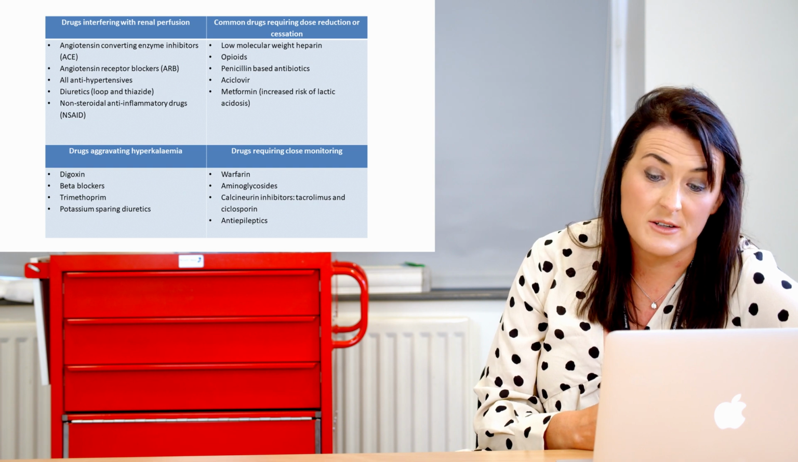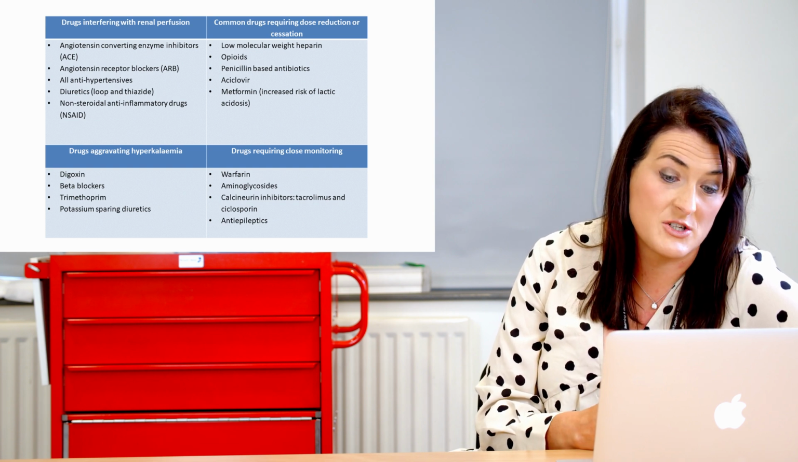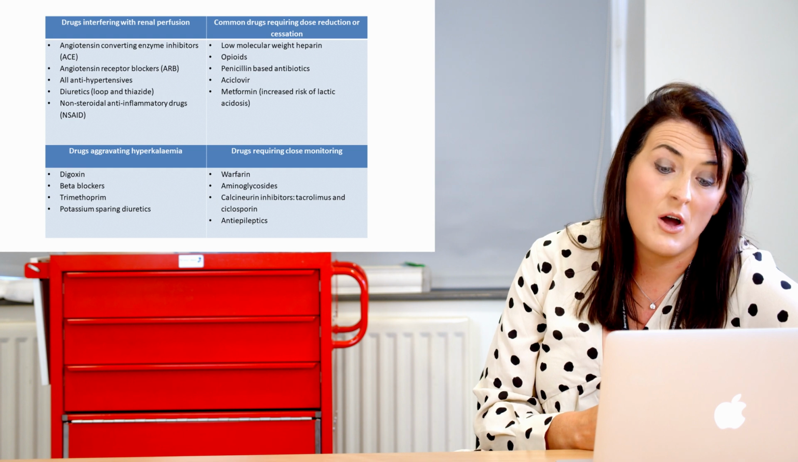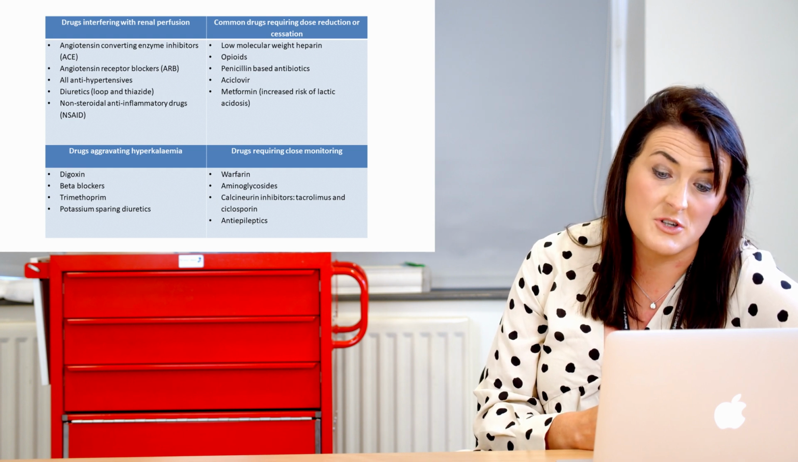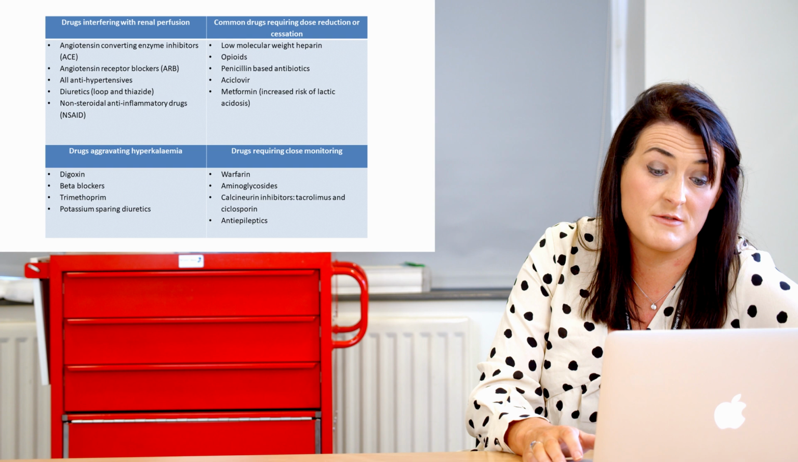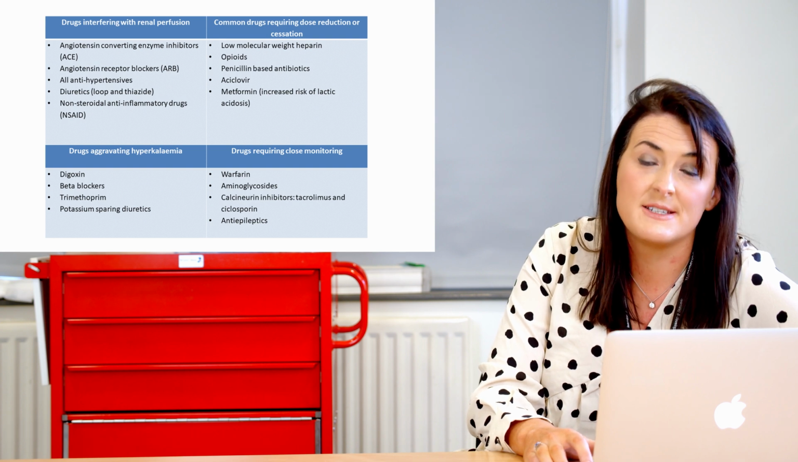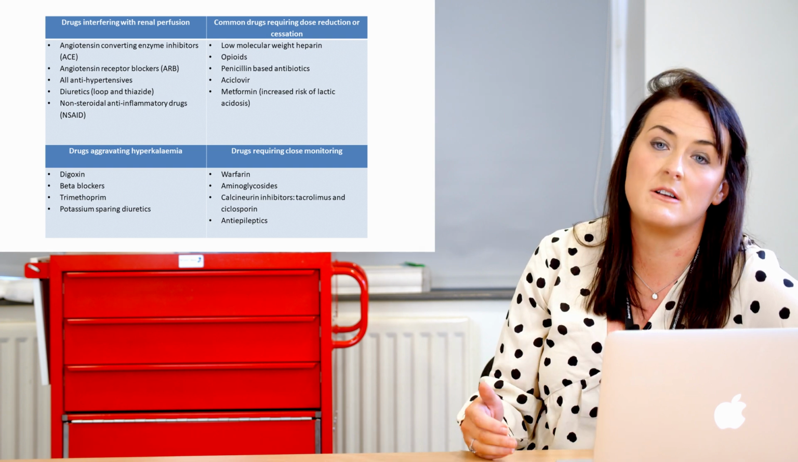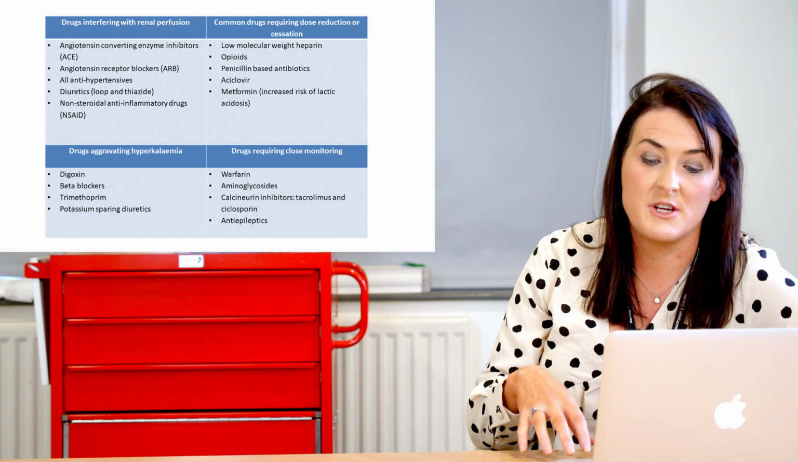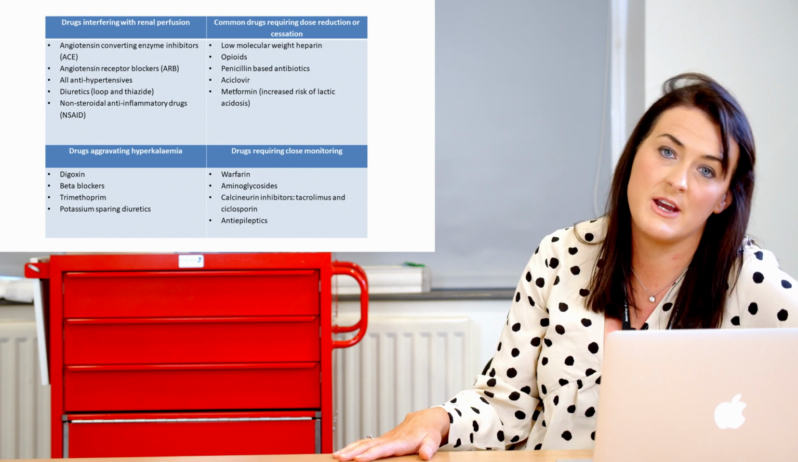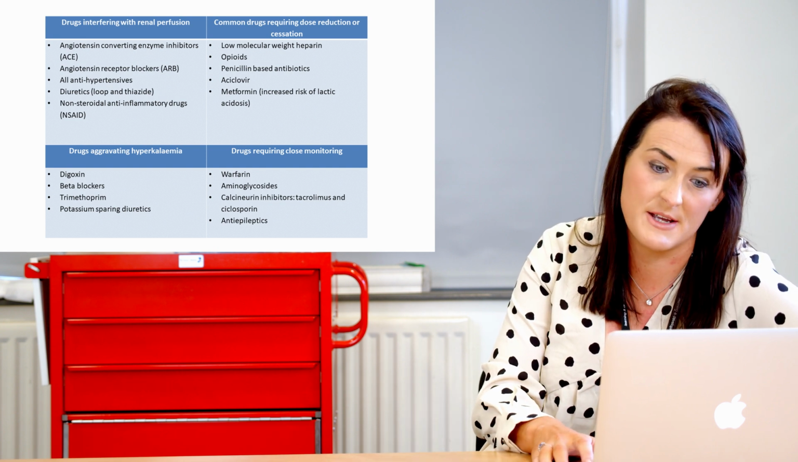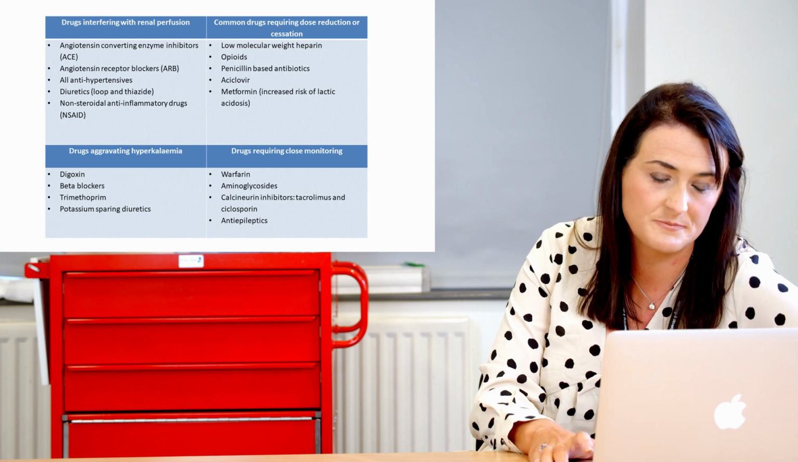In the setting of AKI, your nephrotoxic medications should be stopped if you can, and if you cannot, undergo dose reduction in line with their estimated glomerular filtration rate. And this needs to be reevaluated as their renal function changes. So if your eGFR gets worse, you may need to readjust those doses again. If it gets better, you may be able to relax it slightly.